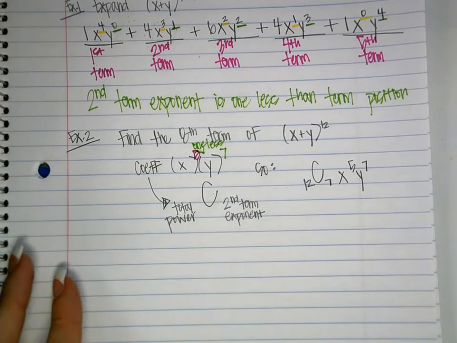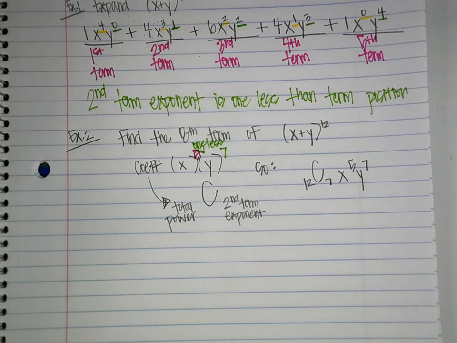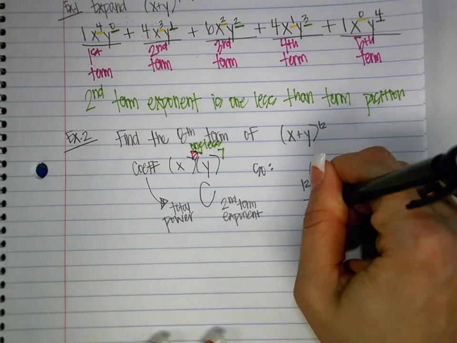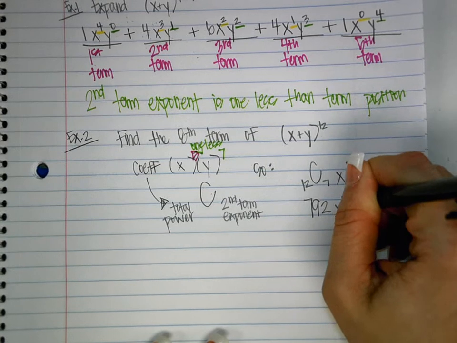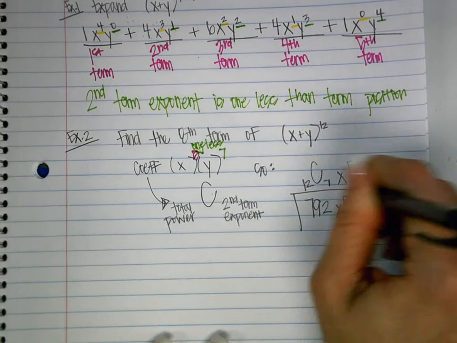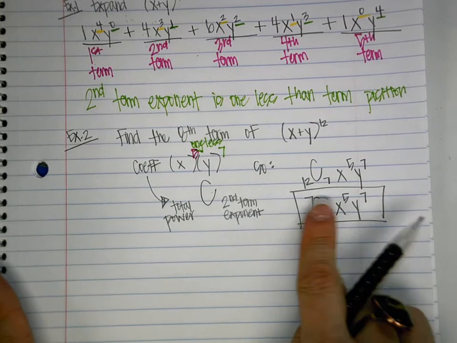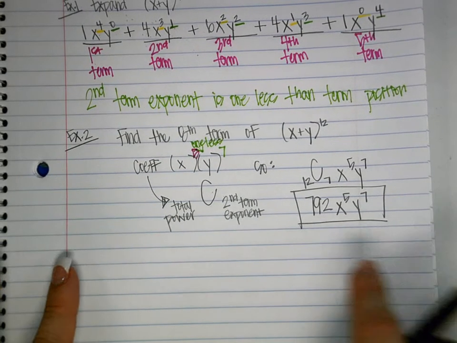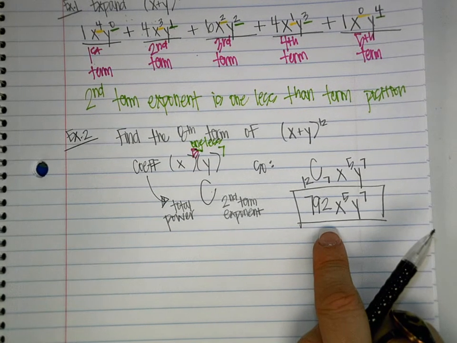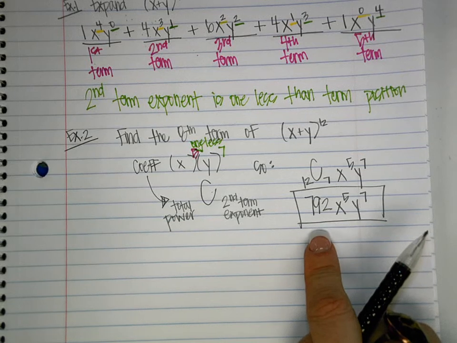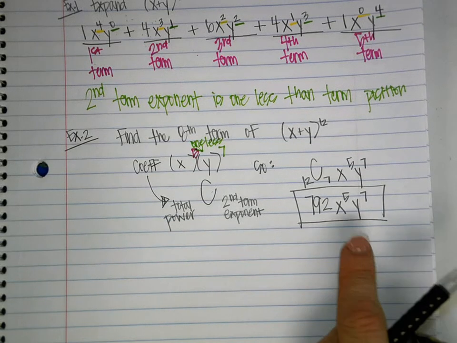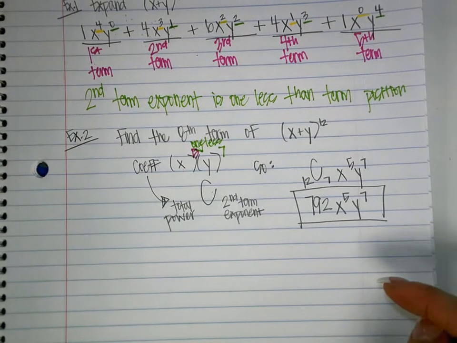If you do it on your calculator, 12C7 is 792, x to the 5th, y to the 7th. That is your term. If it was negative, it would work itself out in here, but it is obviously positive 792, x to the 5th, y to the 7th. That is the 8th term in the binomial expansion.